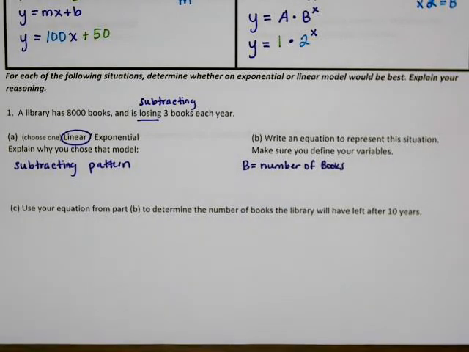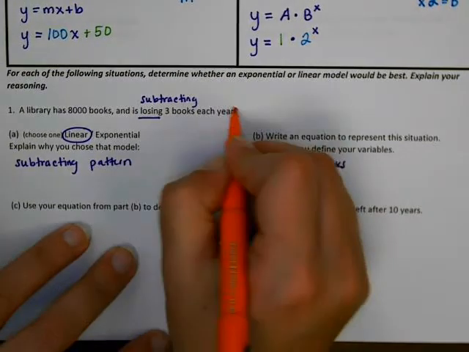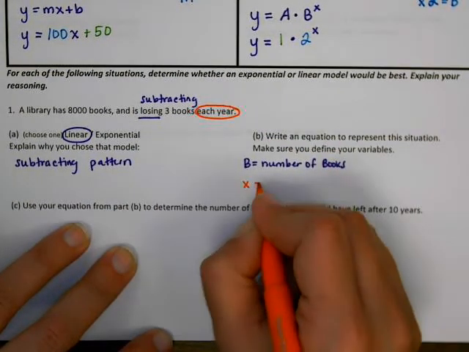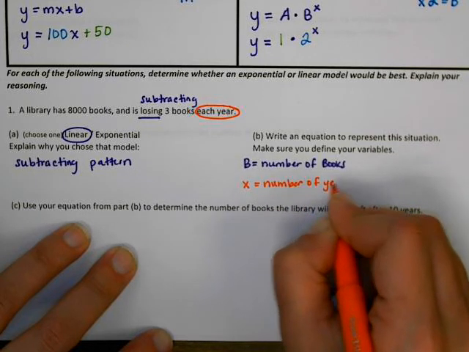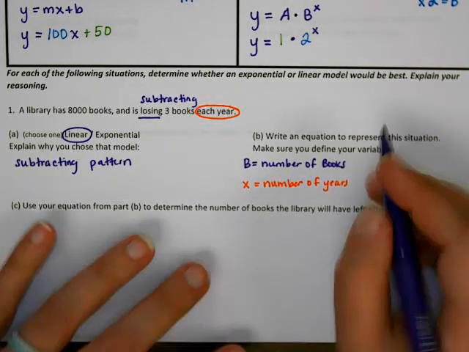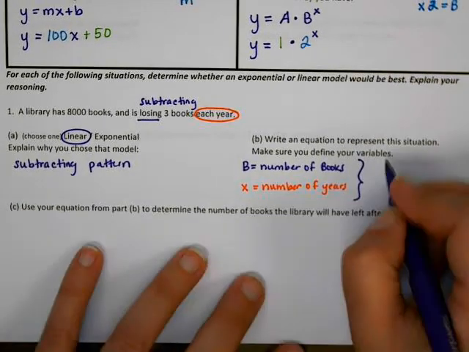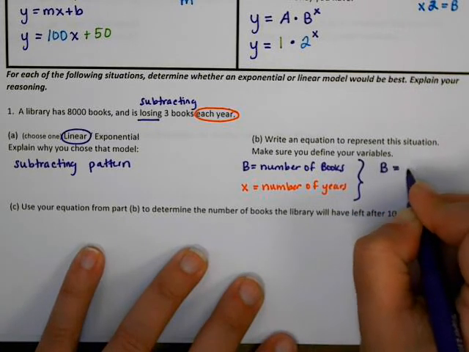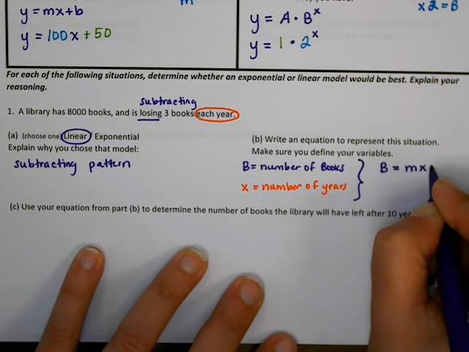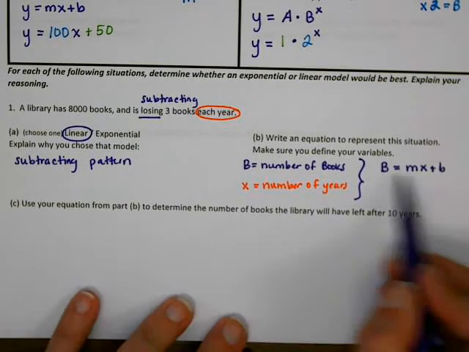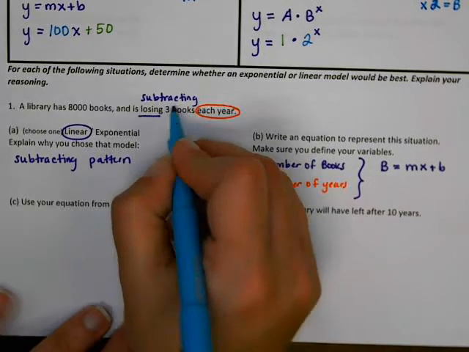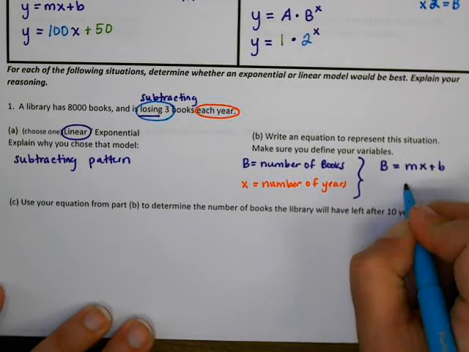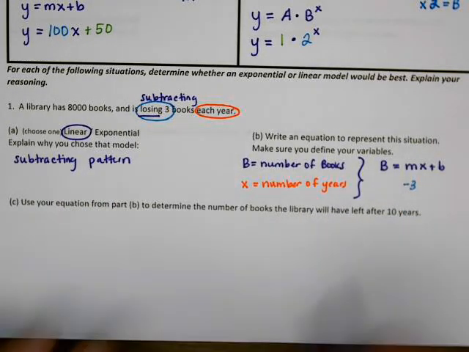And because I'm decreasing the number of books each year, I would let x be the number of years. Now, when I put that together and make an equation, since it's linear, my equation is going to be b equals mx plus b, where b is the number of books and x is the number of years. M is going to be however much is repeating, so it's happening over and over again. Since I'm losing 3 books each year, m is going to be -3.